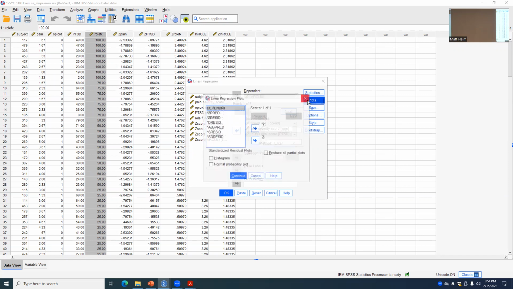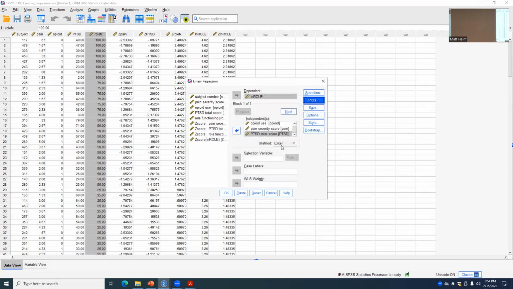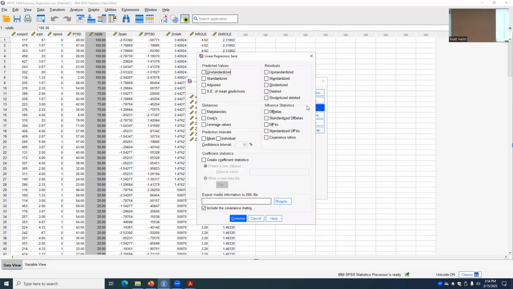I'm going to go to plots. I'm going to ask for my Z predicted on the X and my standardized residuals on the Y. Remember, in SPSS this is going to be your studentized residuals. And then we're going to ask for histograms and our normal probability plots. You hit continue. And now we're going to hit save.